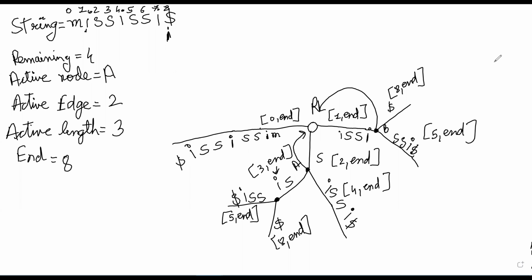Now as our pointer is pointing to I, we're going to change the active edge, active length, and the remaining. As we have made a new leaf node, we are going to decrement our remaining by 1. This is going to be 3. We're going to increment our active edge by 1 and decrease our active length by 1.